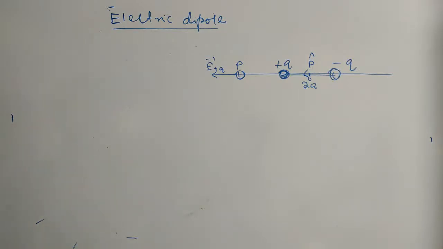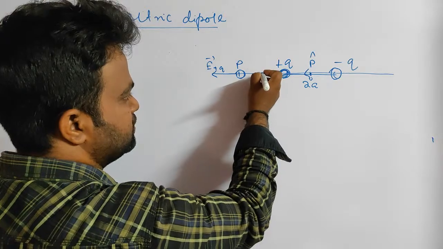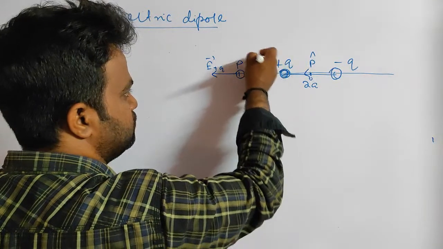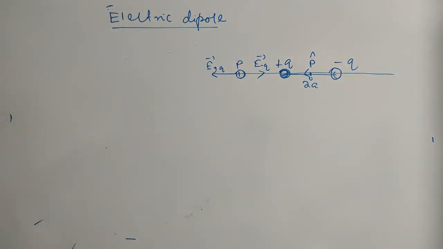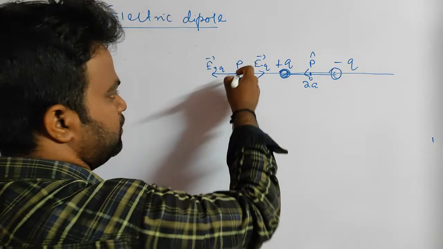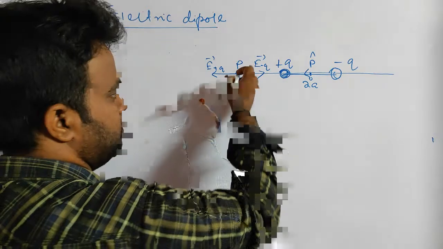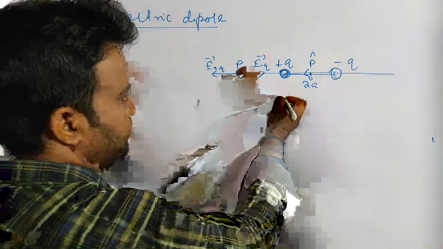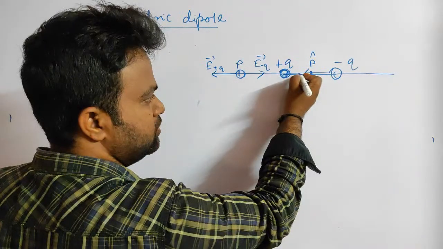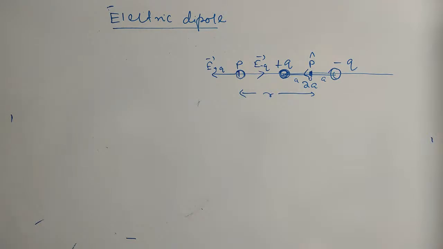Now, due to minus Q charge, the electric field vector is in this direction, towards minus Q, so this will be E minus Q. And your net electric field, let us write, and one more thing we will discuss. If the distance between plus Q and minus Q is 2a, so from center to the charge it will be a. Let us take the distance from the center of the dipole to the point P as r.